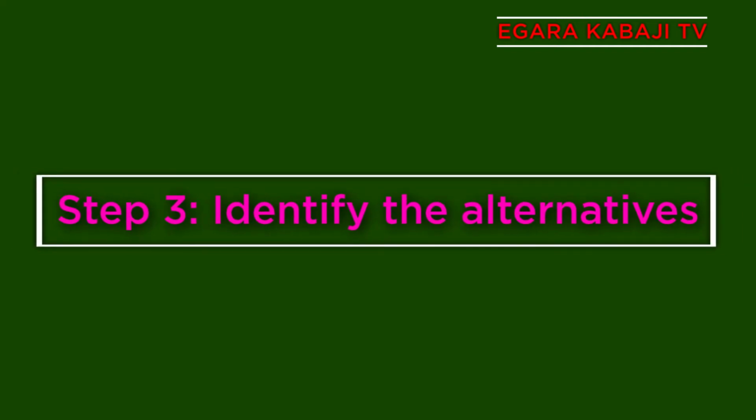Step 3. Identify the alternatives. As you collect information, you will probably identify several possible actions or alternatives. You can also use your imagination and additional information to construct new alternatives. In this step, you will list all possible and desirable alternatives.